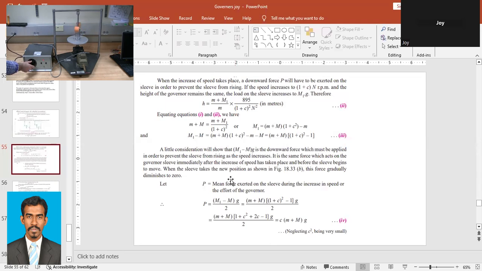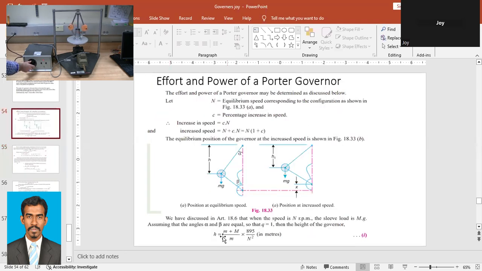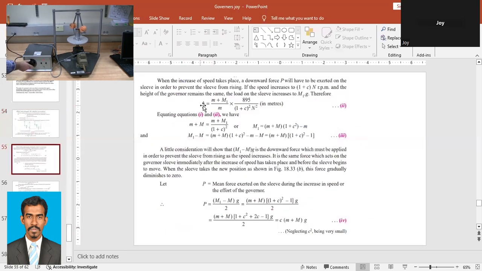Equating equations 1 and 2: we have an equation for h, (m plus M) by m into 895 by N squared, and another equation for h, (m plus M1) by m into 895 upon (1 plus c) whole squared N squared. So equating these two equations, we have h here, and we will equate it.